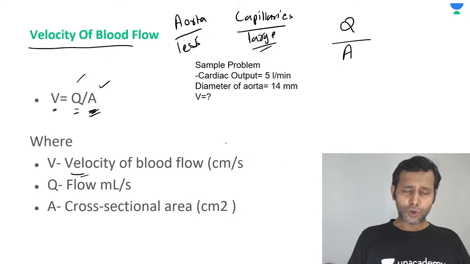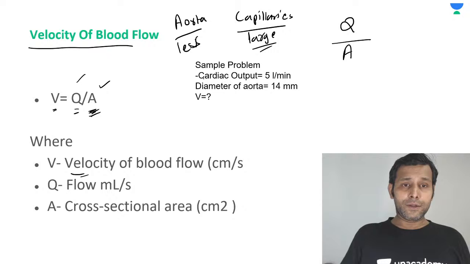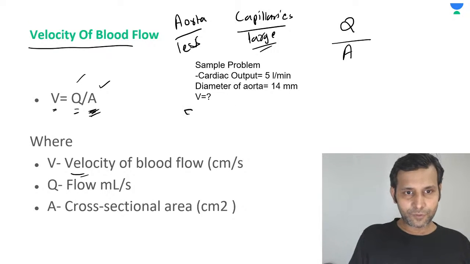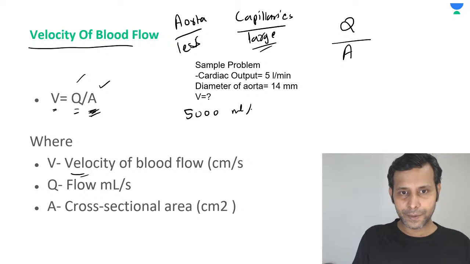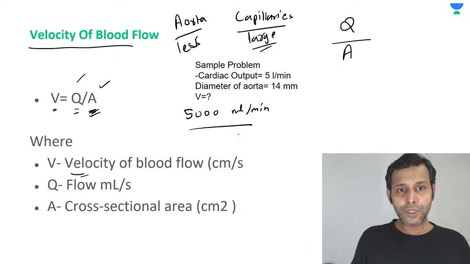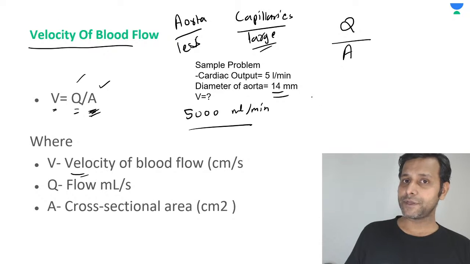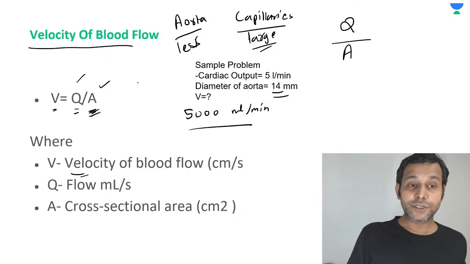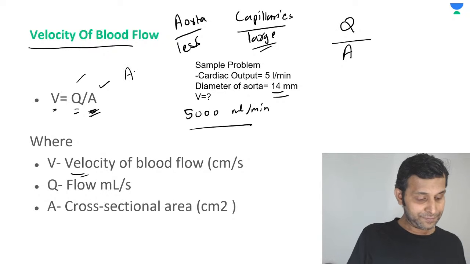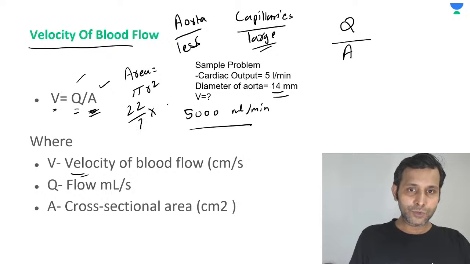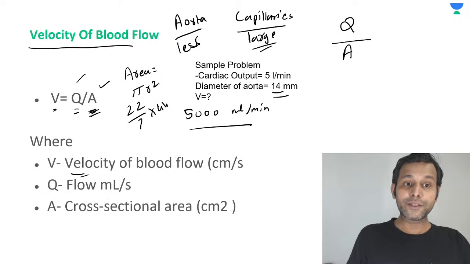So let us solve one more problem. You are given the cardiac output of 5 liters per minute, that is again 5000 ml per minute, which is the flow rate Q, and the diameter of aorta is given as 14 millimeter. Now diameter and cross sectional area are different. The area of a circle is given by pi r square. So 22 by 7 into r square, where r is 7, so 7 into 7.